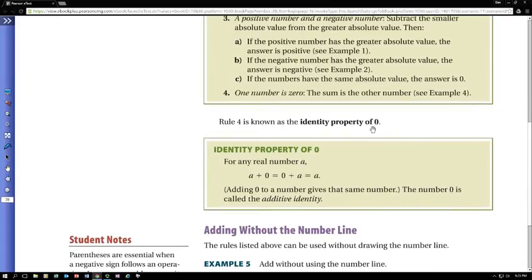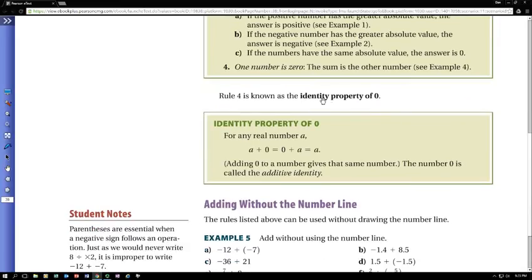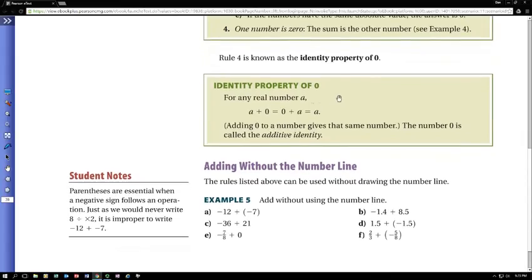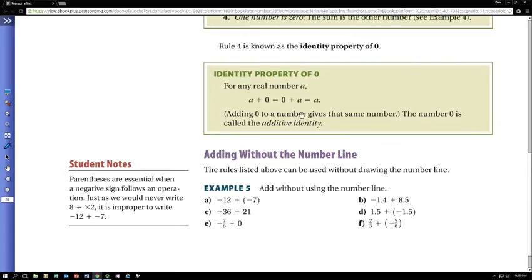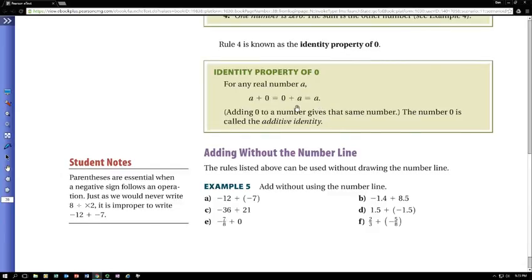And they don't do that just because they want to use more ink and say, hey, let's give a real special name to 0. We're going to use this identity property of 0 to deal with addition in ways that I can get rid of addition. They're defining that if I have any real number, A, and I add 0 to it, or 0 plus any number, it is just equal to A.